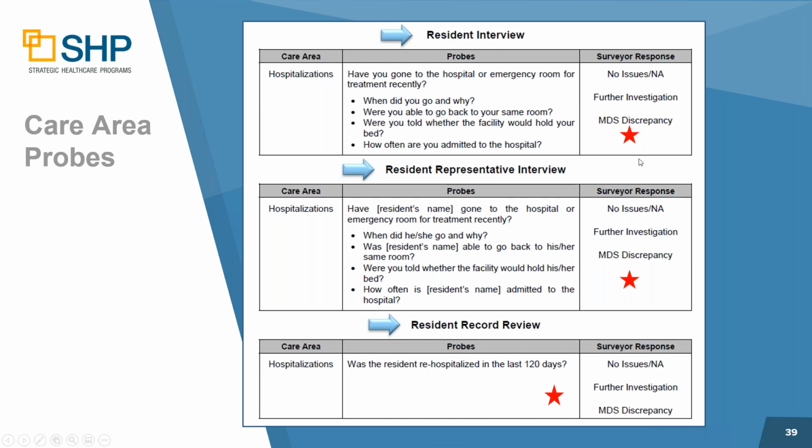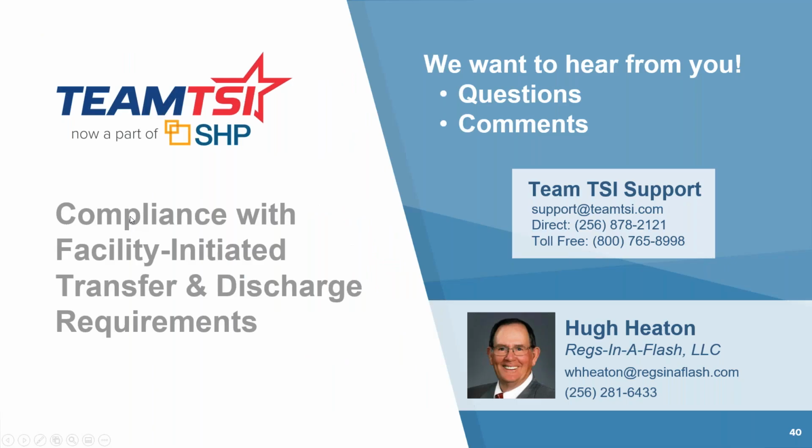That is critical, because what the surveyor team does prior to coming into your facility, they run what's called a MDS facility rate indicator report. They will find residents who have triggered hospitalizations. Hospitalization is one of the 32 areas that they look at. Because it's an MDS discrepancy, they're going to look at the MDS and the care plan carefully when they're identifying these issues.